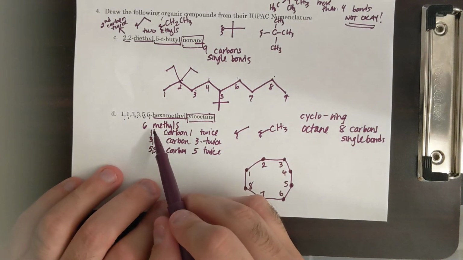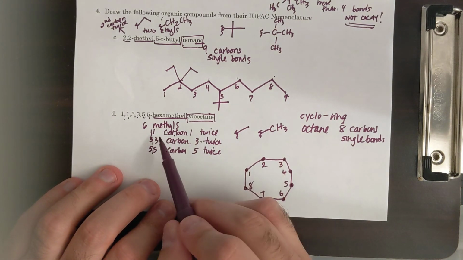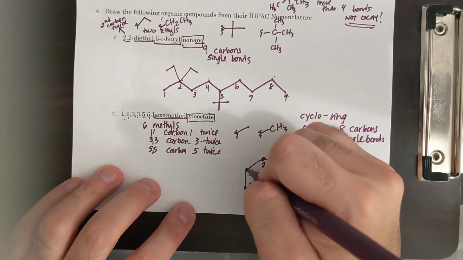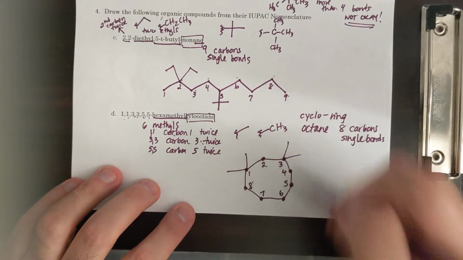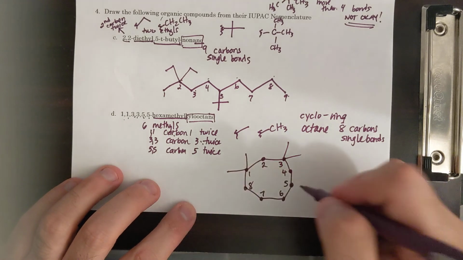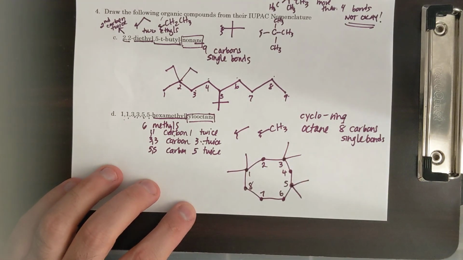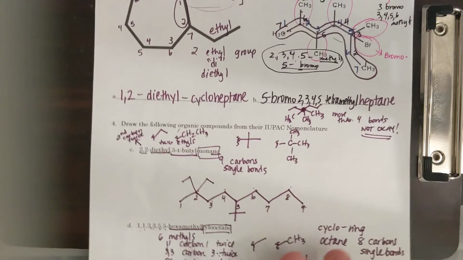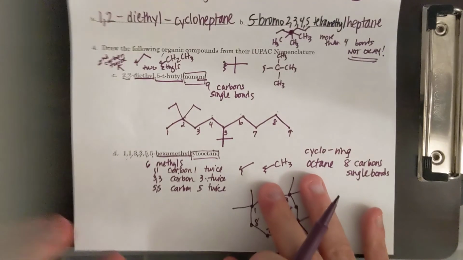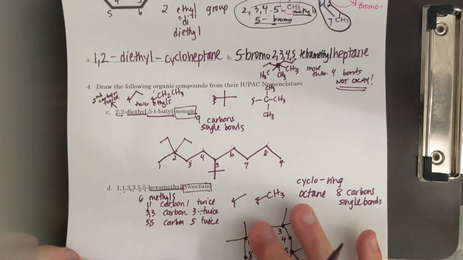And now, on my 1st carbon, I have 2 methyl groups, 1, 1. On my 3rd carbon, I have 2 methyl groups, 1, 1. And then on my 5th carbon, I have 2 methyl groups. Done. Okay? So, if you had quiz B, you're going to go through and make sure you do these corrections. You put the correct answers and then tell me what you did wrong on the side, and you will get full credit back for doing this.